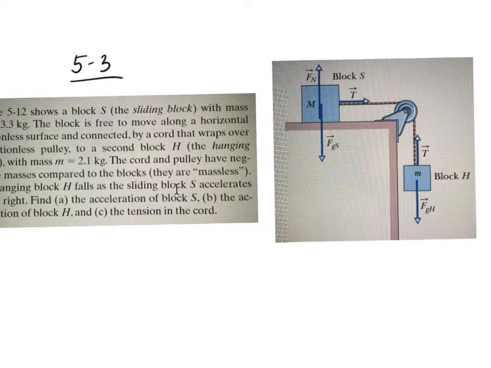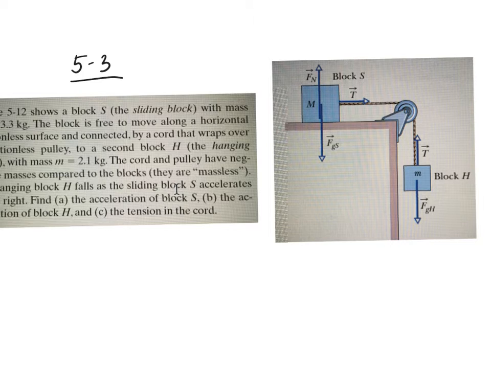The block is connected by a cord that wraps over a frictionless pulley to a second block H, called the hanging block, with a mass given of 2.1. The cord and pulley have negligible mass compared to the blocks, meaning they are massless. Later on, we'll talk about what if the cord and the pulley have mass, and that does affect the answer. But that's not until chapter 7 or 8. The hanging block H falls as the sliding block S accelerates to the right.